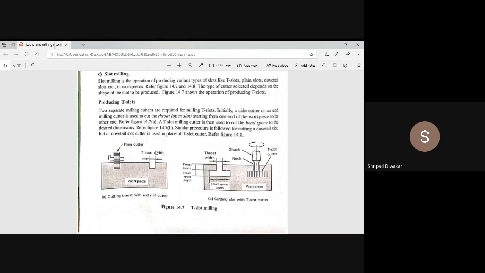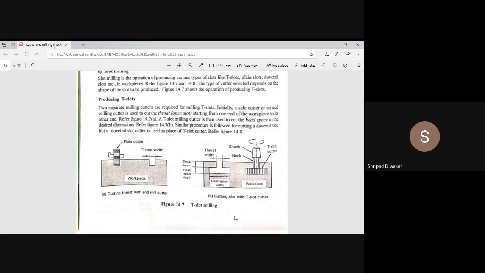Next, once we create the throat width, we insert the T-slot cutter in the throat, and thereby we can generate the T-slot milling. So this is the throat width and this is the throat depth. We have to create these first, and then insert the T-slot cutter. After inserting the T-slot cutter in the throat, the T-slot is generated. The cutter used in the operation is called the T-slot cutter.